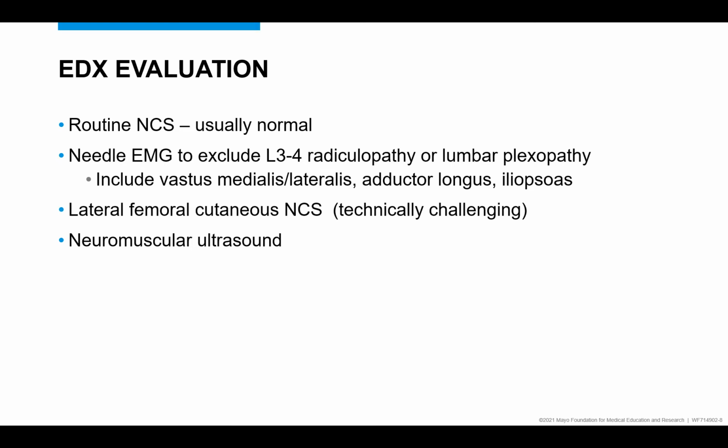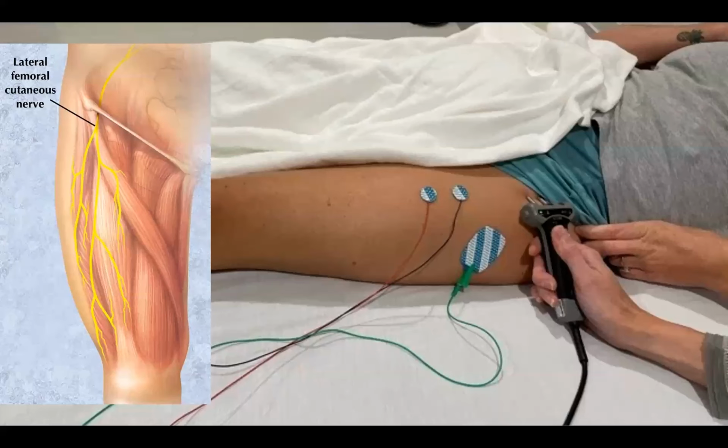And if these are abnormal, then the diagnosis is not a lateral femoral cutaneous neuropathy, but would raise the possibility of another etiology. Then the lateral femoral cutaneous nerve conduction studies can be performed to test that nerve. These are technically challenging conduction studies, particularly in obese patients. And you can use neuromuscular ultrasound to identify the nerve, which may help with nerve conduction studies, and to look at the size of the nerve or look for any structural abnormality that may be compressing the nerve.